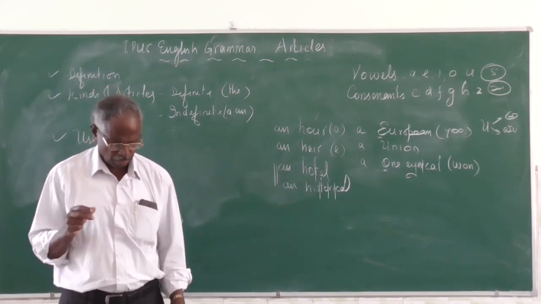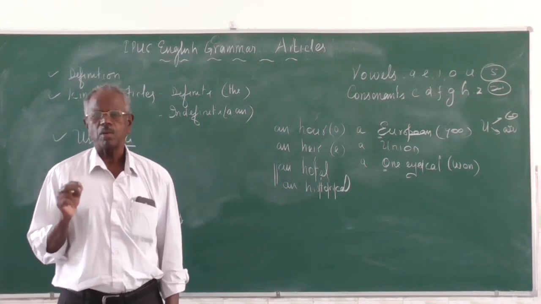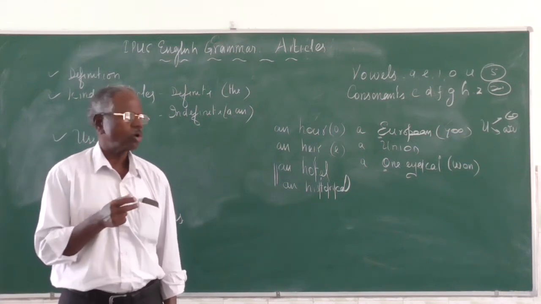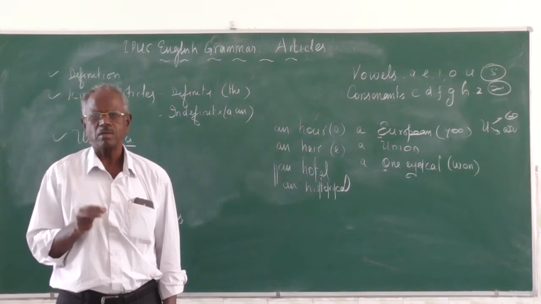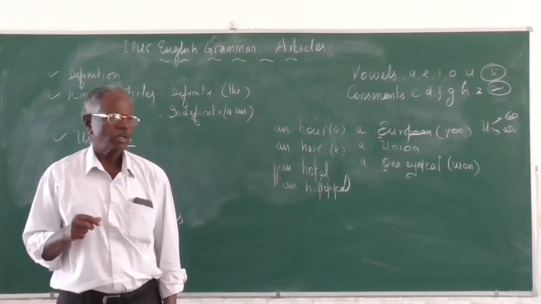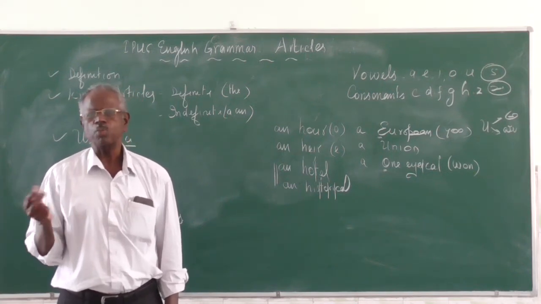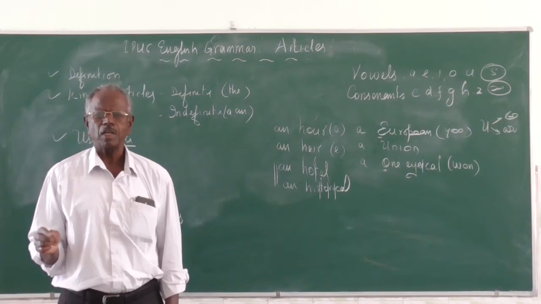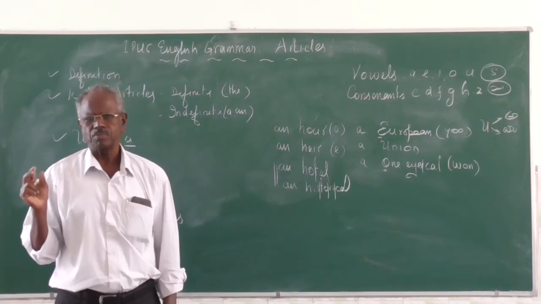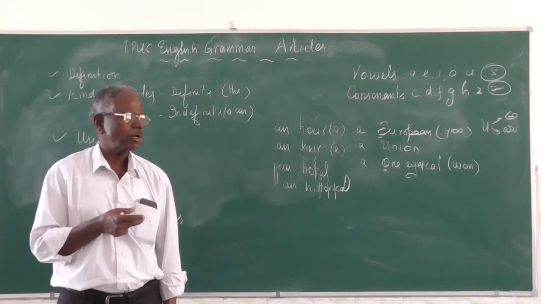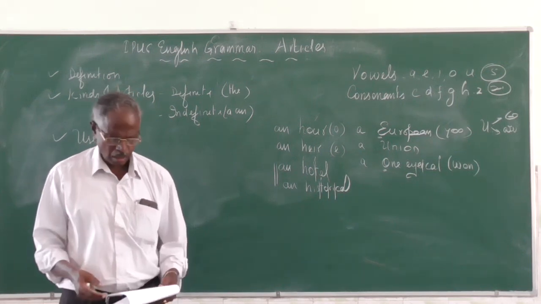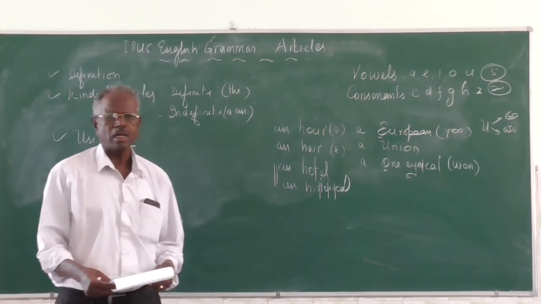So groups of islands. Then before comparatives: the more you read, the higher marks you get. Such type of sentences we use. Then lastly, before superlatives. Superlatives you have to use the: the tallest, the brightest, the deepest, and all that. So these are the uses of articles.